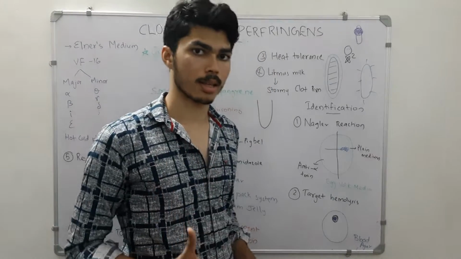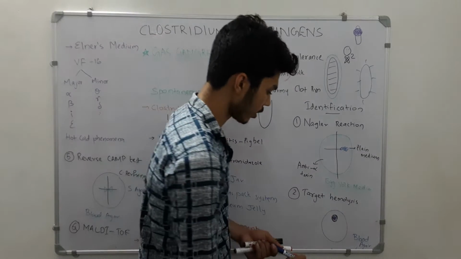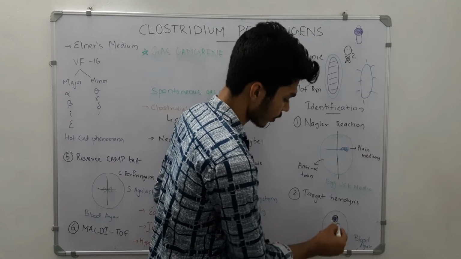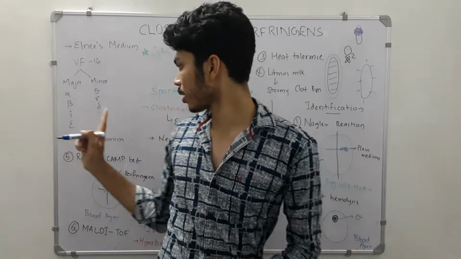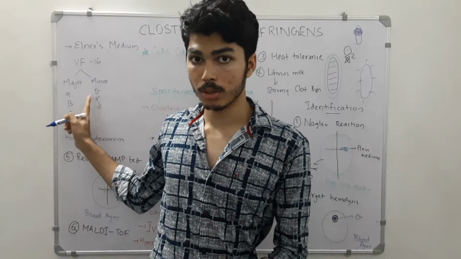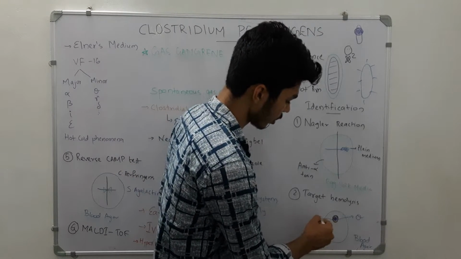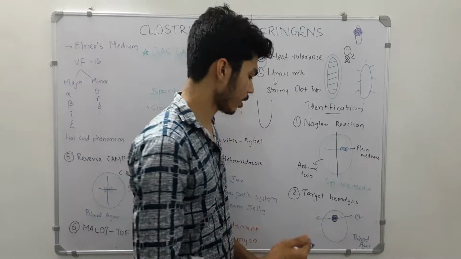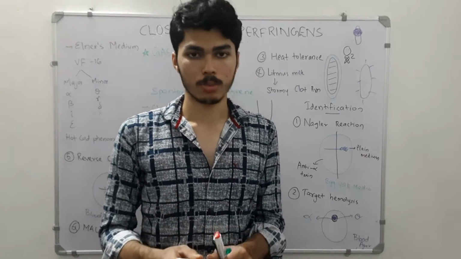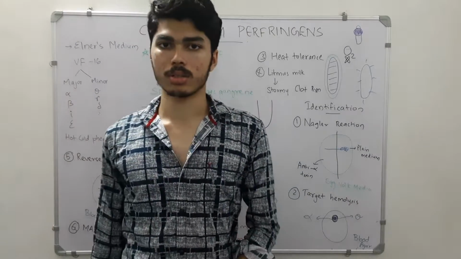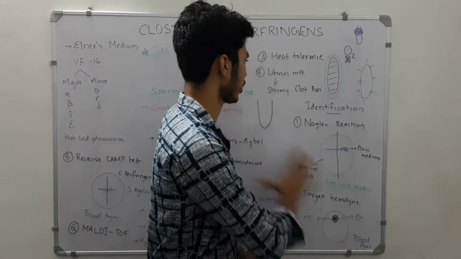What you can see is two zones of hemolysis. The central narrow zone is produced by theta hemolysin. That is a minor toxin. It can produce hemolysis, and the outer broader zone of incomplete hemolysis is produced by alpha hemolysin. It is a major toxin, alpha hemolysin. So that is about the target hemolysis.